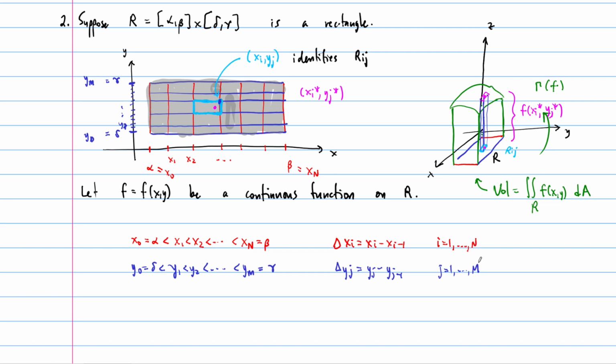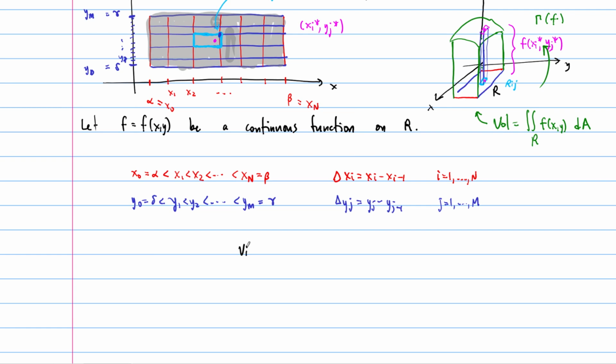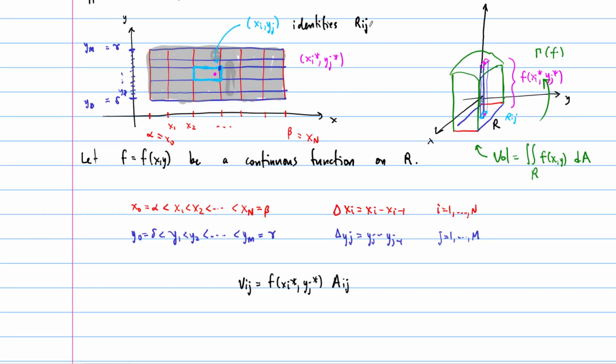All right, and then the volume, so what we'll call maybe v_ij, this is going to be the height, which is our value of our function at the test point. And again, the test point can be at any point inside this rectangle. So it's f of x_i star, y_j star, times the area of the ijth subrectangle. So A_ij is the area of R_ij in this notation here. In other words, the area is going to be delta x_i times delta y_j, for this rectangular example.